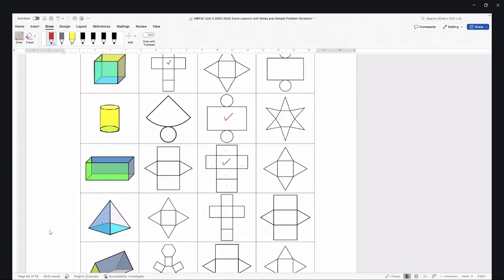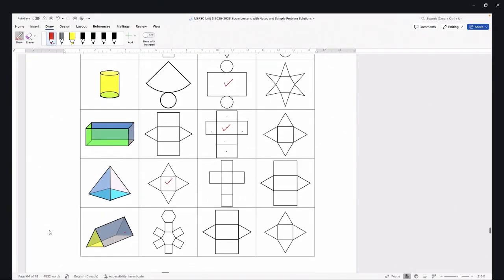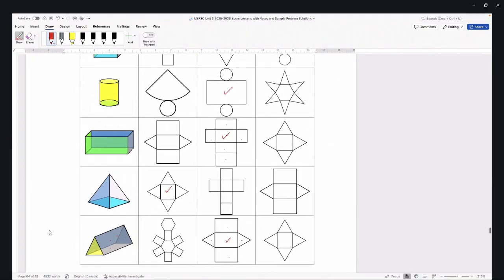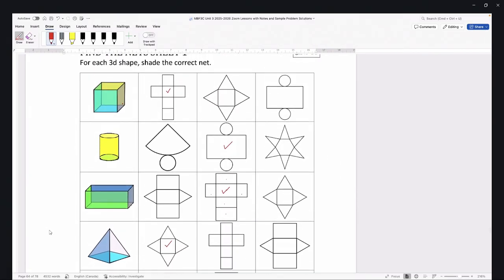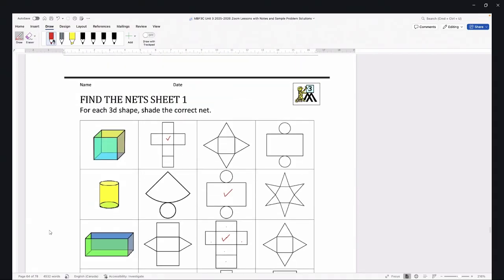The base is a square and the sides are triangles. All four sides are triangles. And here, this would be a pyramid. The two sides and two ends are going to be triangles, and we have 1, 2, 3 sides. So there we go. That is how we would create a three-dimensional object from a two-dimensional shape. Okay?